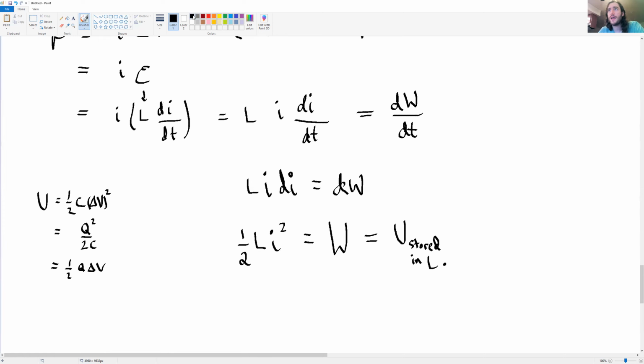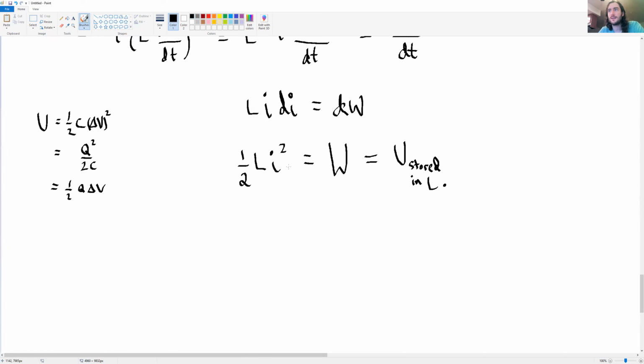Okay, but there is one way that we should change the formula to get new insight, and that is to work towards an energy density which depends on the magnetic field. So what we want to do is replace L and replace I.